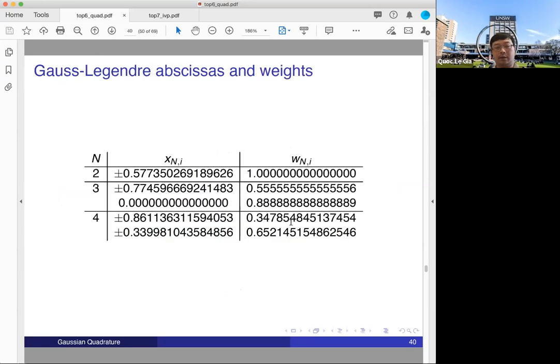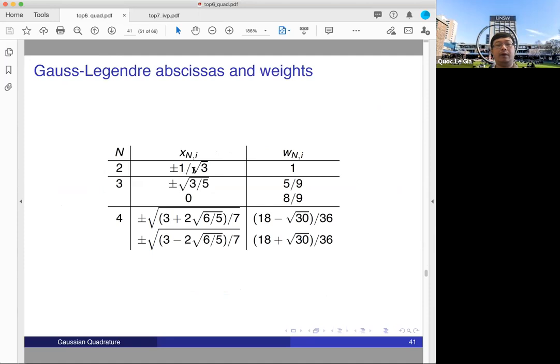And you see, this is the case when you have n equal to 2 or 3 points or 4 points. Even though it looks like this, you can write it in terms of more beautiful fractions like this. So 2 points, and you have plus and minus 1 over √3. The weight is 1, and for 3 points, plus or minus square root of 3 over 5. And the middle one just equals 0, and the weight here, and 4, and so on. Beyond that, you have to solve it numerically, because you see this one can still be written in a nice form, but beyond that they're just numerical values.